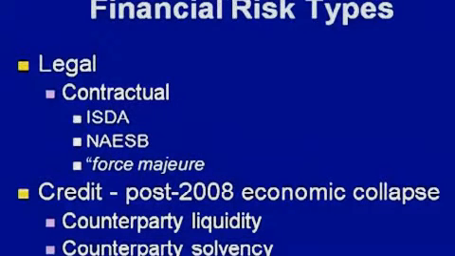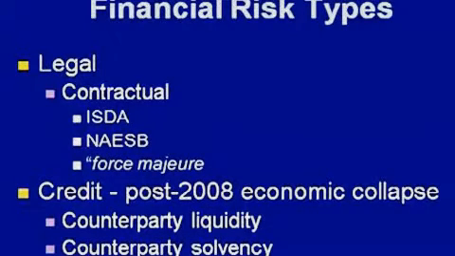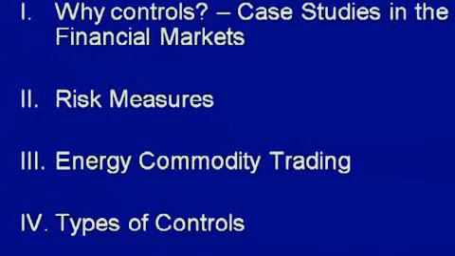Credit is a big risk. In the post-2008 economic collapse, everyone is concerned about the credit of their counterparties, the counterparty liquidity, the number of parties that you can actually trade with, and then the solvency of the counterparties with whom you enter into financial derivative contract arrangements. Risk controls, some of the main topics.